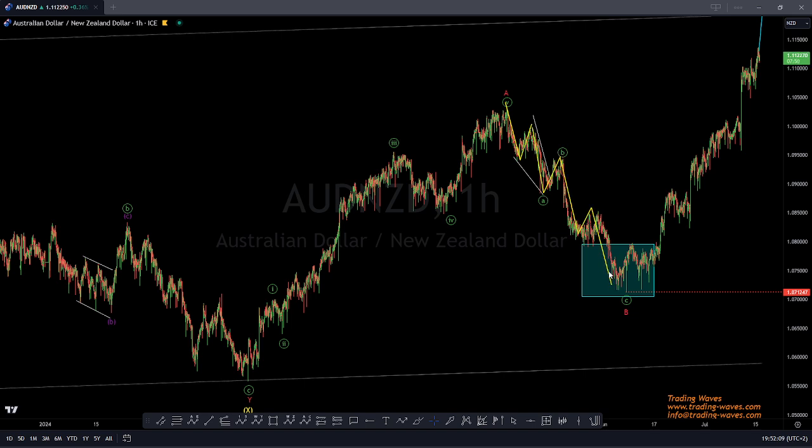It could still be a WXY, but guess what? WXY, ABC, WXY, XZ, then it will be completing this wave B. Yeah. So all that we wanted here was for this move to the upside here on Audi New Zealand.